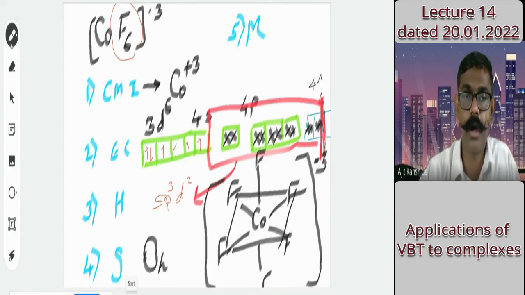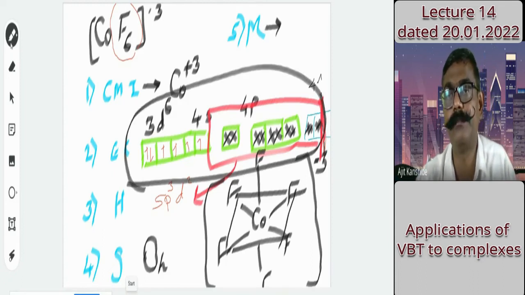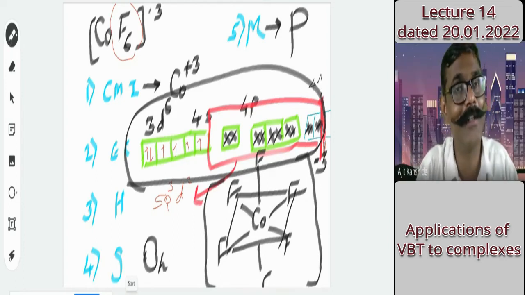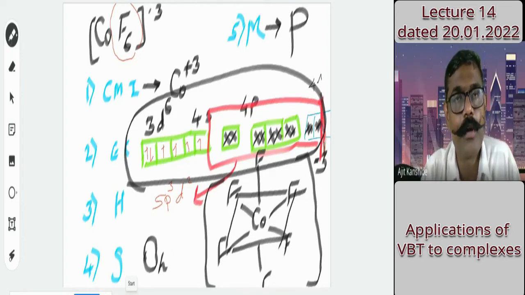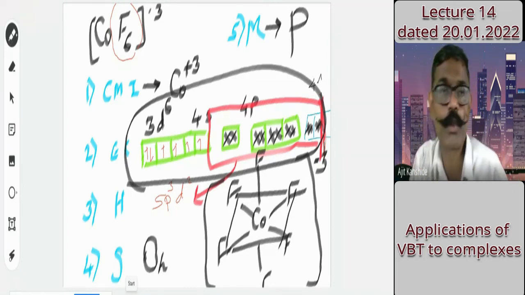It's a structure. From this electronic configuration, I want your answer. What's the magnetic property? Paramagnetic. Yes, brilliant. See here, preparation completed. So for the octahedral complex, I discussed d2sp3, and sp3d2 also I discussed.